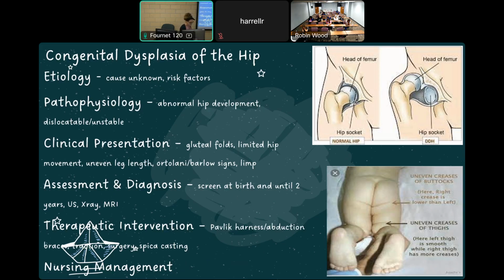We typically see limited abduction. Adduction, ADD, is when you bring it closer to the center of your body. Abduction, AB, as in boy, is away from your body. So limited abduction. And then older kiddos might walk on their toes, especially on the longer leg, because it's longer, right? So everything's thrown off, and they walk with a limp. And then we'll talk about the Ortolani and Barlow sign on the next slide.